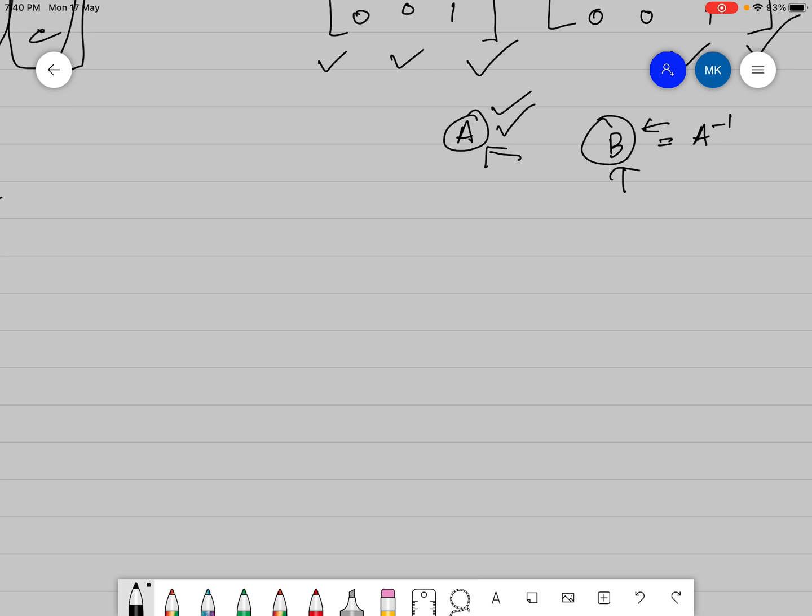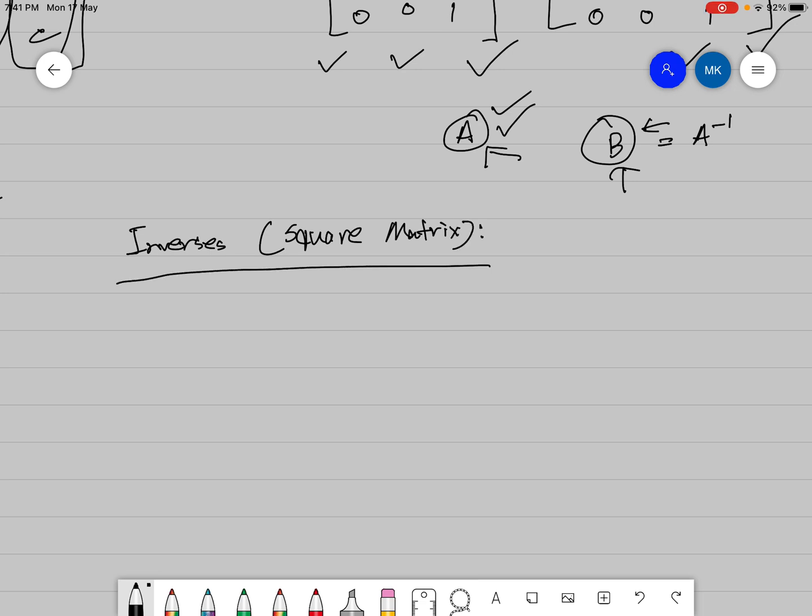If we talk about inverses, inverse matrices are only for square matrices. Okay, so not all matrices are invertible, you already know that.